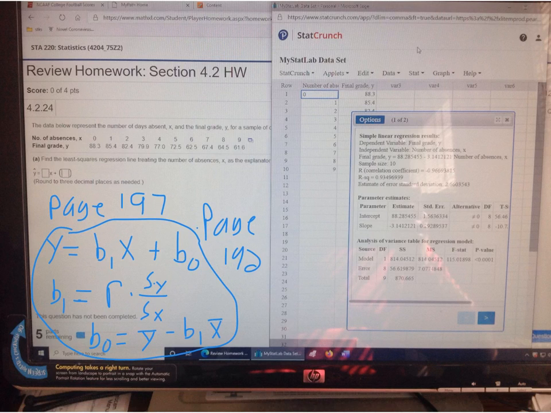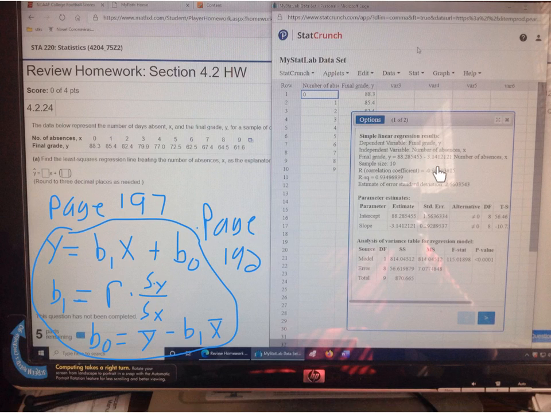After you have the data in here, you click on Stat, then Regression. You come down to Regression and Simple Linear Regression. Then you put in the explanatory and response variables, x and y. You choose those and just click OK, and the equation is right here.